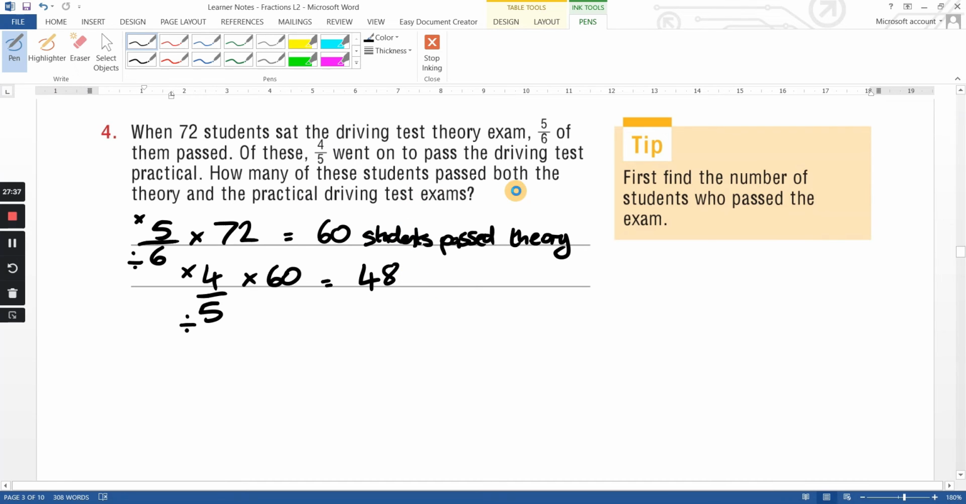How many of these students passed both? Well, it's these guys, isn't it? The 48 students here. 48 students passed both. Yep, and that's your answer.